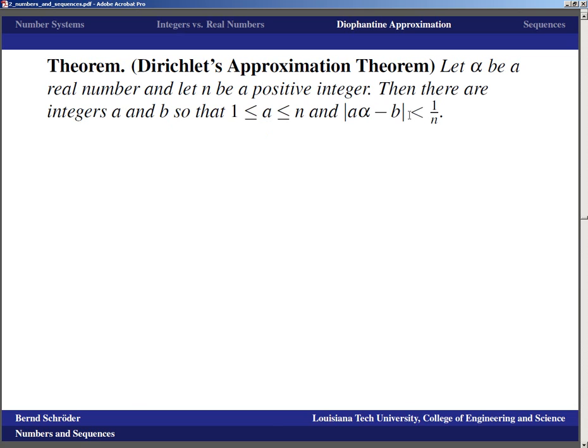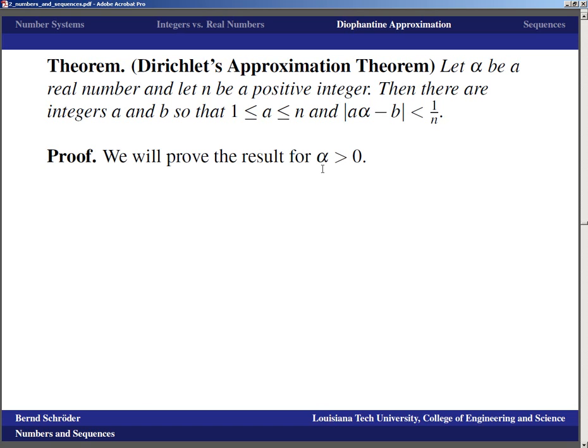The reason why that is an approximation theorem is because if you divide by a, you end up with the fact that the distance between alpha and b over a, which is a rational number, is also smaller than 1 over n. That means that for every real number you can find rational numbers that are arbitrarily close. That is rather important because rational numbers are something we can represent with integers, whereas real numbers are actually quite complicated because they are infinite non-repeating decimals, right? Okay, so what's the proof for this?